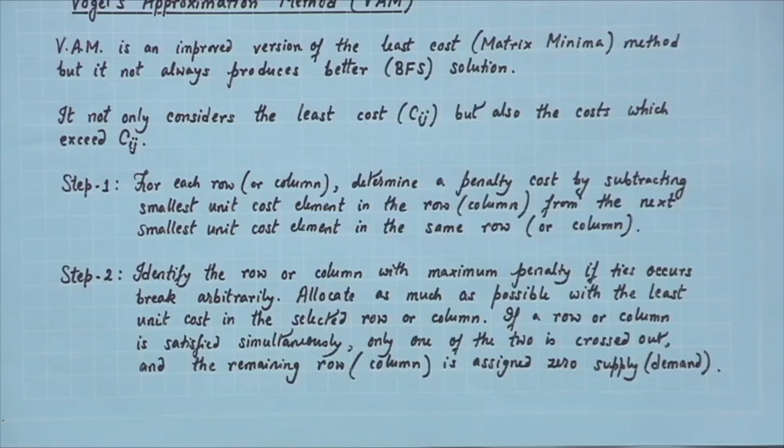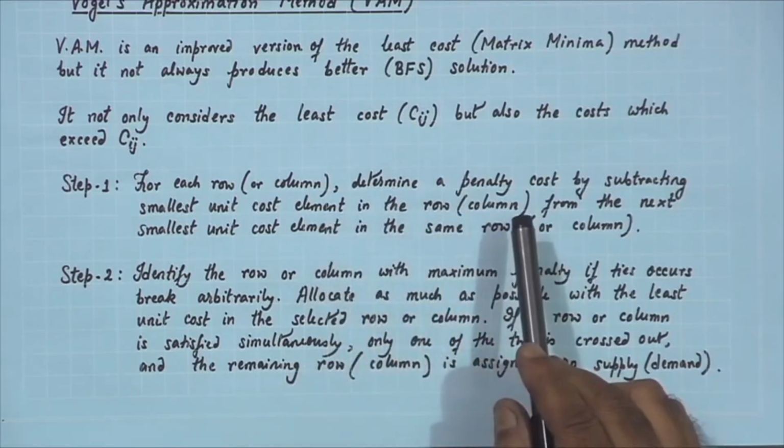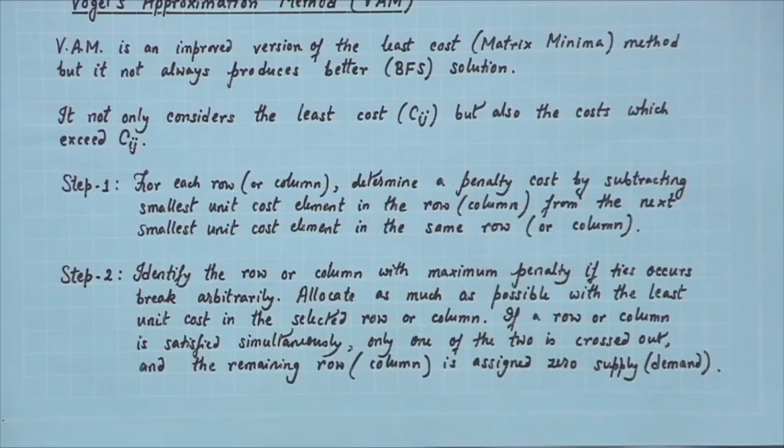This is actually the improved version of the least cost method. In step 1, for each row and each column you determine a penalty cost by subtracting the smallest unit cost element in the row or column from the next smallest unit cost in the same row. In step 2, identify the row or column with maximum penalty. If any tie occurs, break it arbitrarily, you can choose any one. Then allocate as much as possible with the least unit cost in the selected row or column.